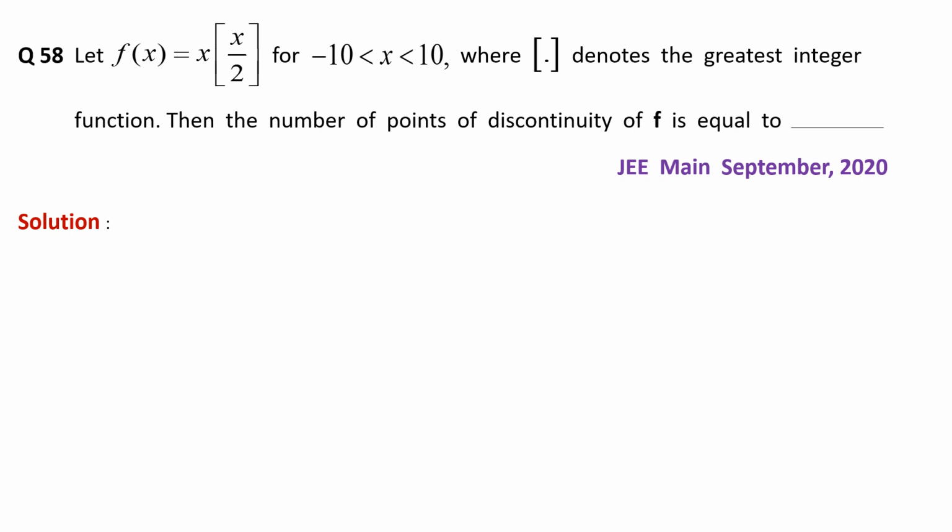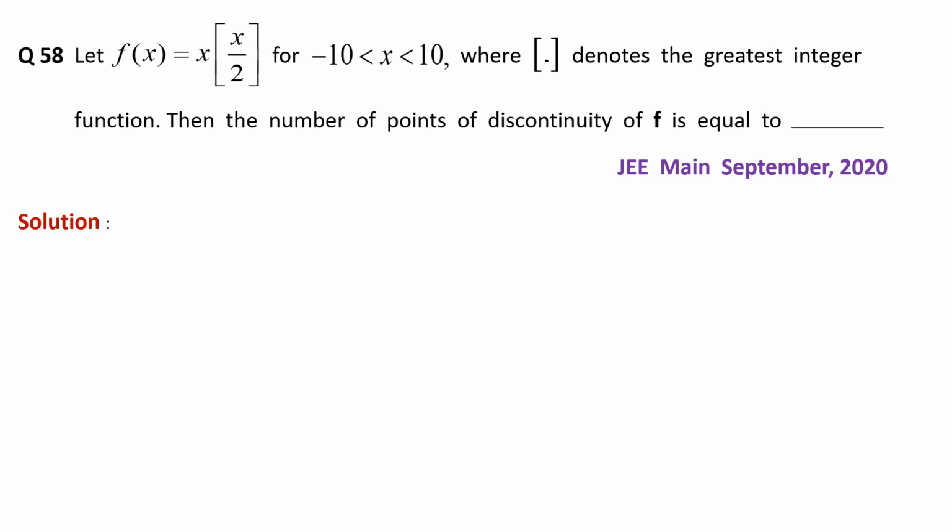In our previous year question series of JEE Main and JEE Advanced, this is the next question. This question is based on the topic of continuity. It says: let f(x) equal x times GIF of x upon 2 for x greater than minus 10 and less than 10, where GIF stands for the greatest integer function, then the number of points of discontinuity of f is equal to.